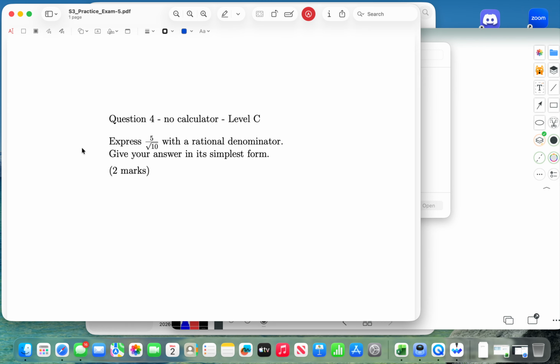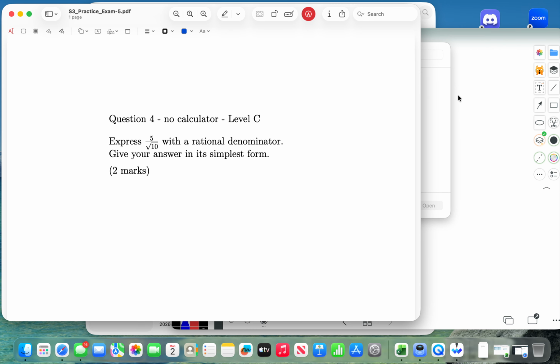Question 4, 2 marks. We want to express 5 over the square root of 10 with a rational denominator. Give your answer in its simplest form. Now pause the video and have an attempt at this.